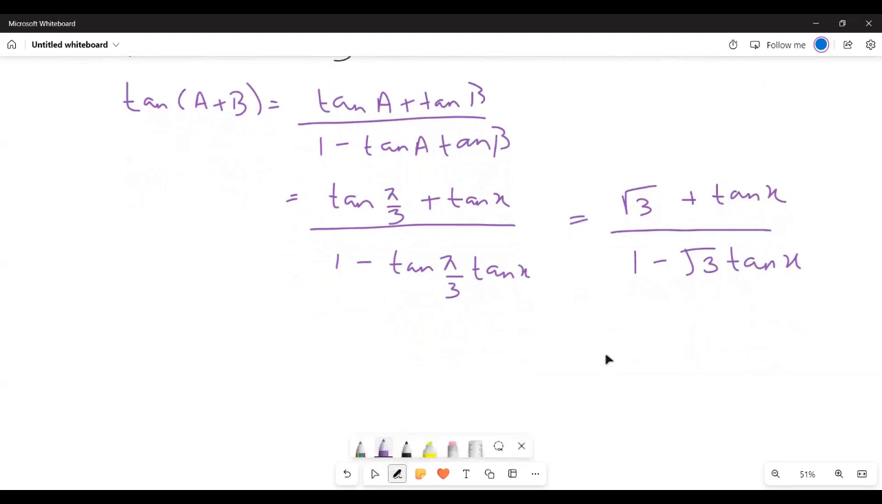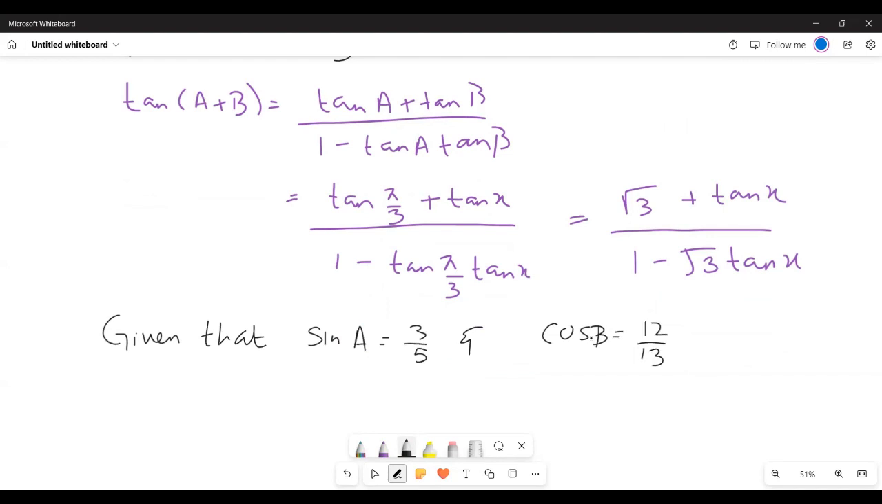Given that sin A equals 3 by 5 and cos B equals 12 by 13, where A is obtuse and B is acute.